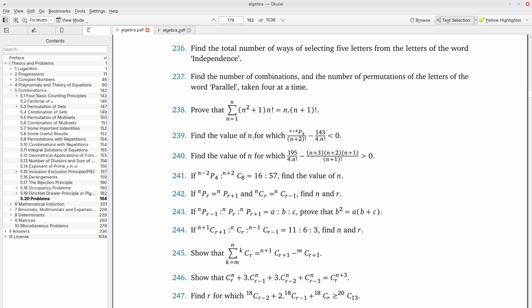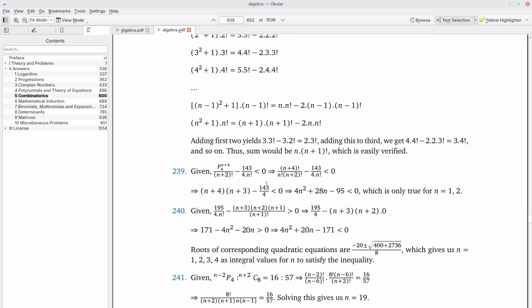Question 239 says that find the value of n for which (n + 4)P4 by (n + 2) factorial minus 143 by 4 into n factorial is less than 0. So we are given this. We expand the numerator, we get n plus 4 factorial divided by n factorial multiplied by n plus 2 factorial, minus 143 by 4 into n factorial. Now we take n factorial common and we expand, we get n plus 4 multiplied by n plus 3 minus 143 by 4 less than 0. So solving this, we get 4n squared plus 28n minus 95 less than 0, which is only true for n equal to 1 or 2.